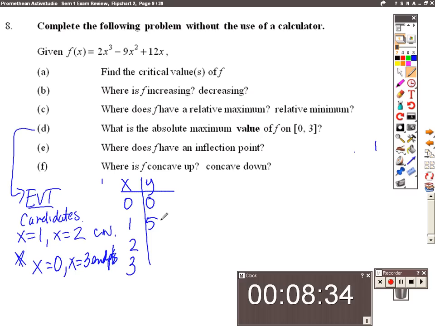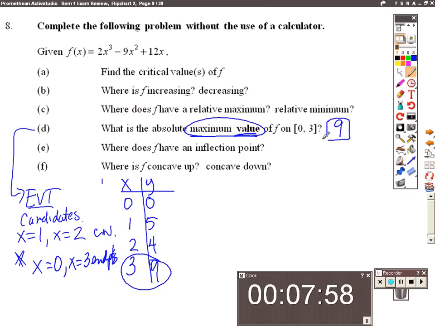2 cubed is 8 times 2 is 16. Hold on. And if I did my arithmetic correctly, these are the y values you get from the original function. So the absolute maximum occurs at x equal to 3, but the question is, what is the absolute maximum value? In this case, the absolute maximum value, which is a y value, is 9.